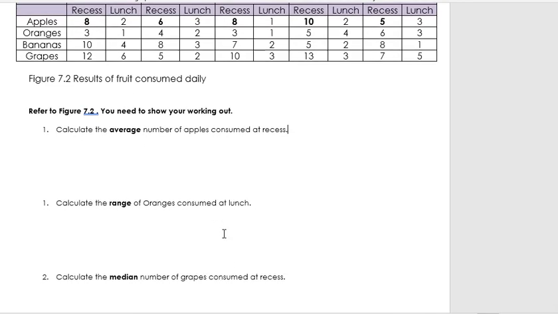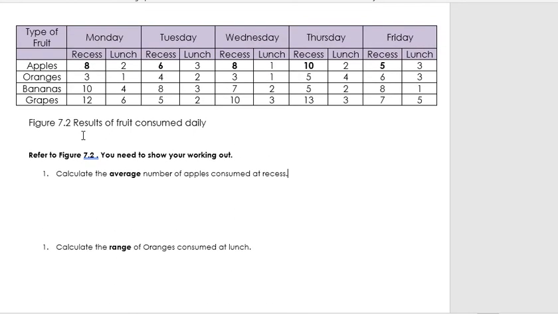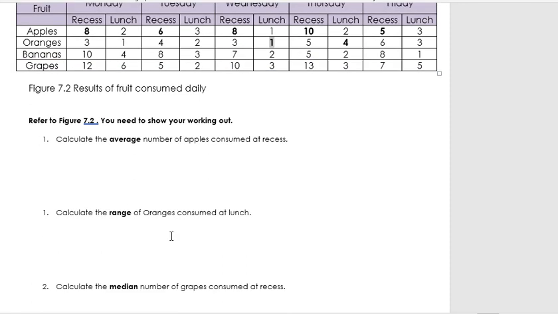In your practice test, you had to calculate the range of oranges consumed at lunch. So again, we find oranges, then we find lunch. So we're scanning for our highest number. So we have 1, 2, 1, 4, and 3. So the highest number there is 4. And then we want to take away our lowest number, which is 1. So for that, we do 4 minus 1, and that's how we work that one out.